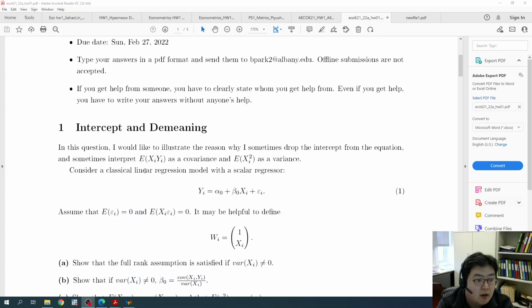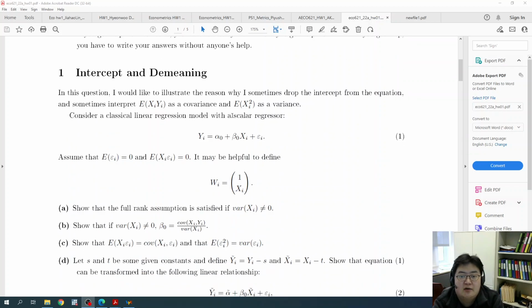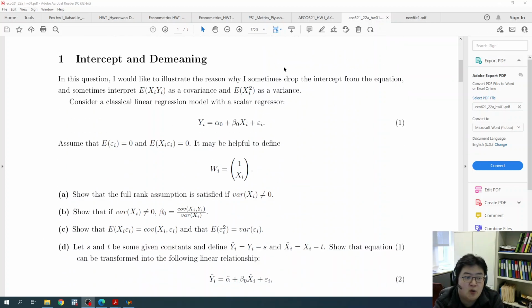Hello. Now I'm going to review homework 1. In this video, I will discuss question 1. It is pretty simple, a very simple model where x is scalar and there is an intercept. And we study what happens if we assume this equals 0, like its mean is 0, or if you subtract the mean.